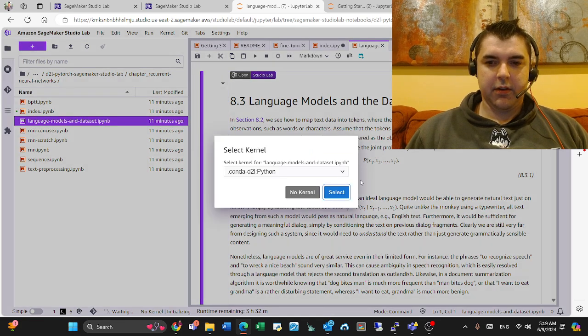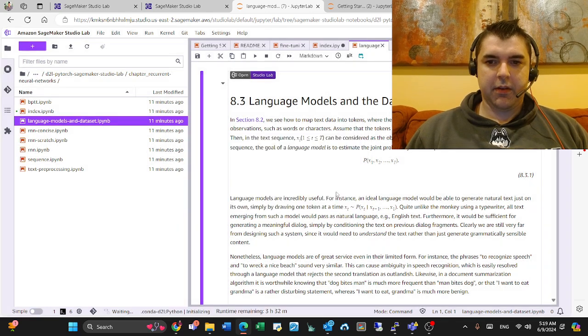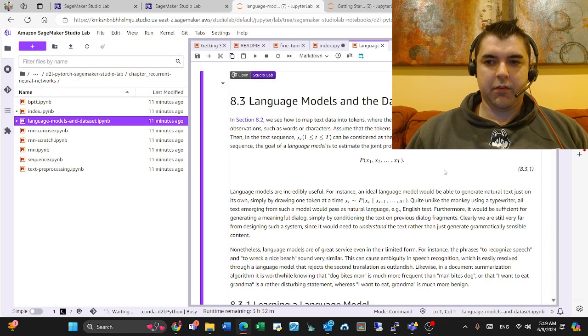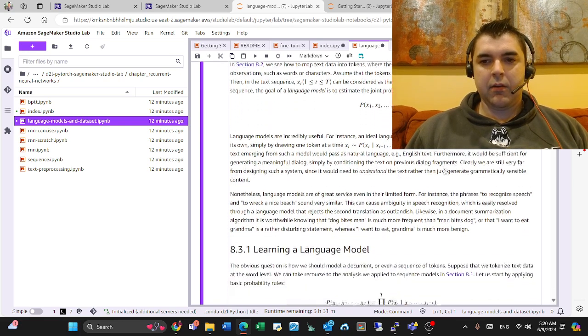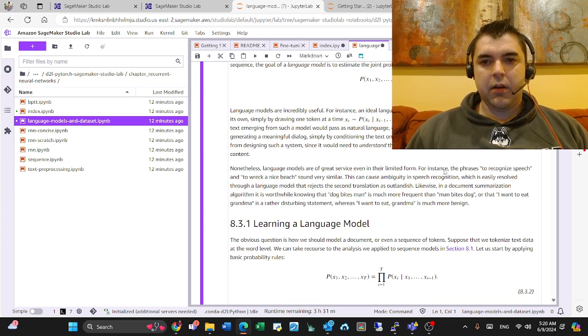Language models and data set. We see how to map text data into tokens, where these tokens can be viewed as a sequence of discrete observations, such as words or characters. Assume that the tokens in a text sequence are x_1 to x_T, then the sequence can be considered as observations or a label at time step T. Given such a text sequence, the goal of a language model is to estimate the joint probability of the sequence. The probability of all of those things happening at once.